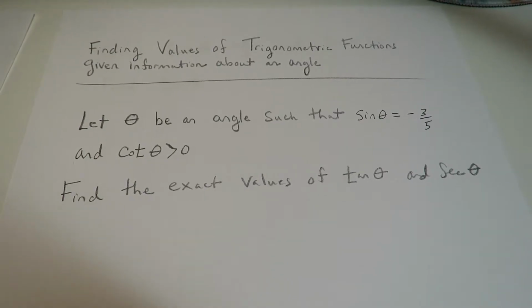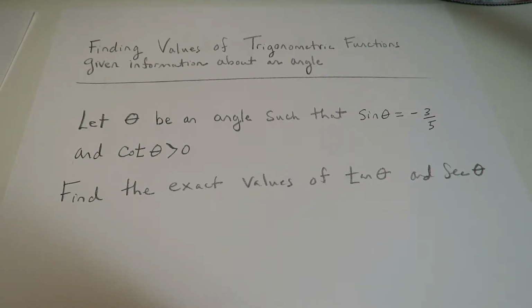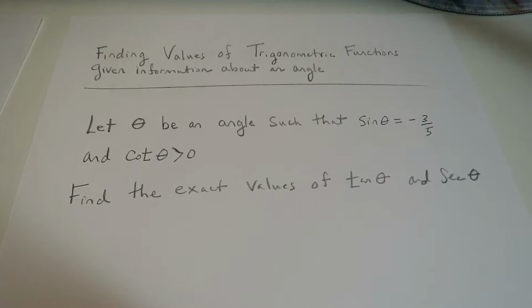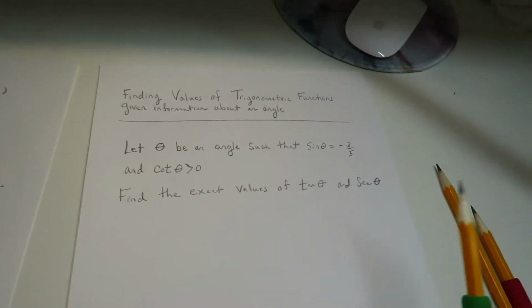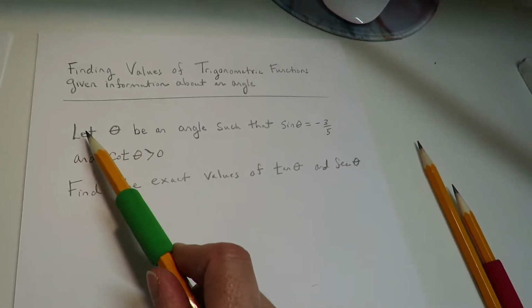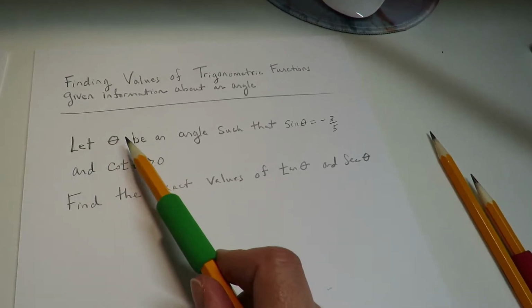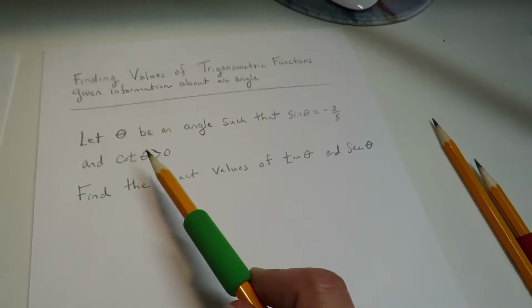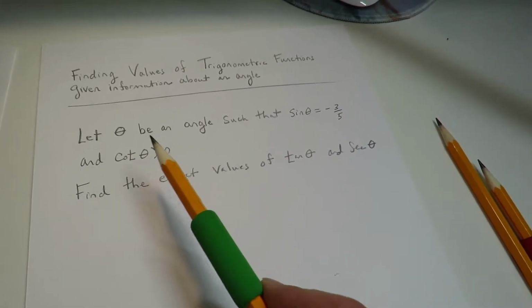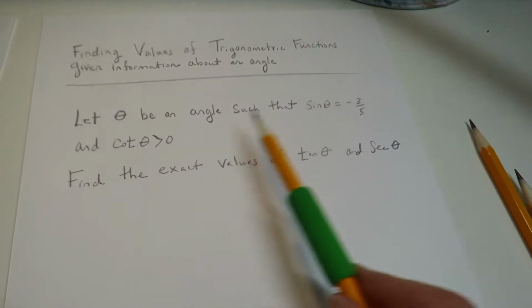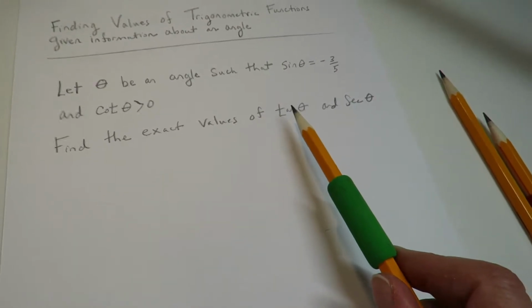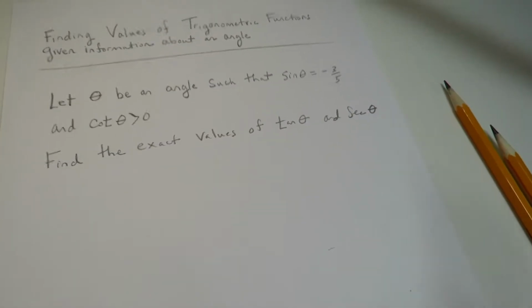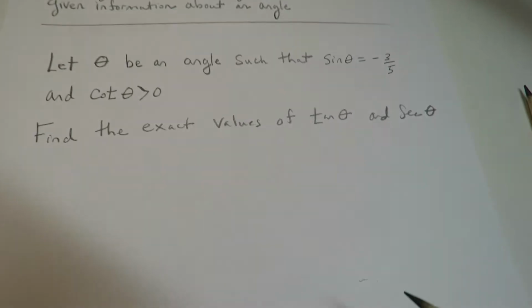So what we're going to work on now is finding the values of trigonometric functions given some data. Alright, so let's look at what they're giving us and what they're asking us. We want to let theta be an angle such that sine of theta equals -3/5 and cotangent of theta is greater than 0. And once we figure that out, we're then going to evaluate the tangent of theta and the secant of theta.